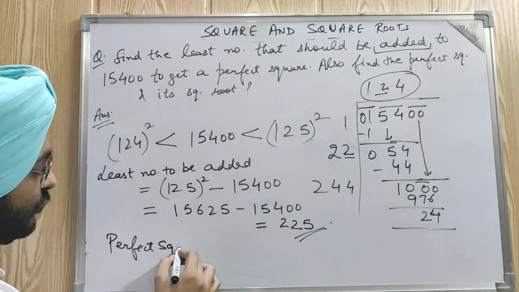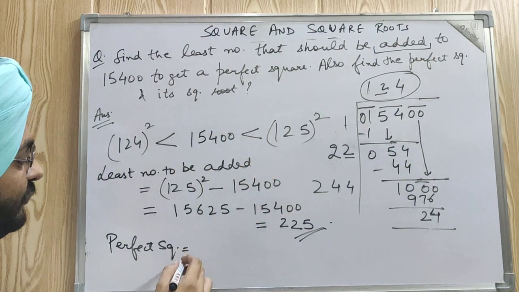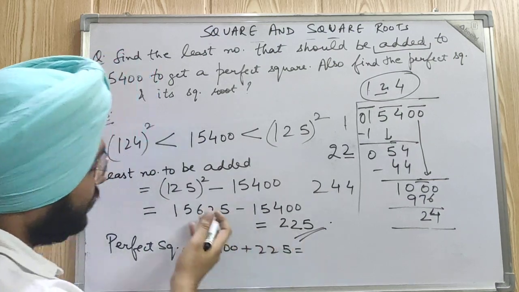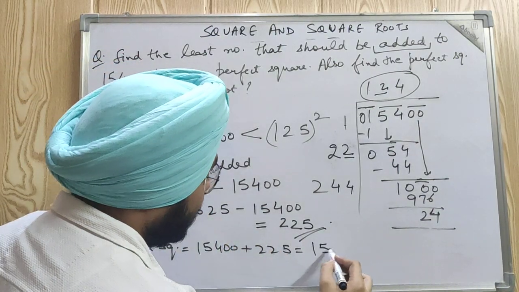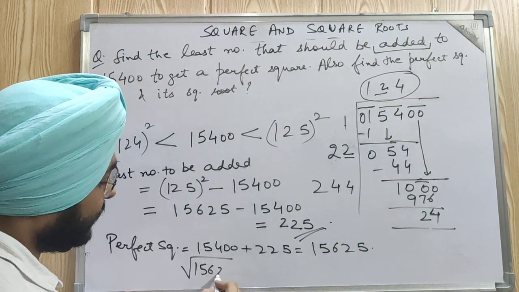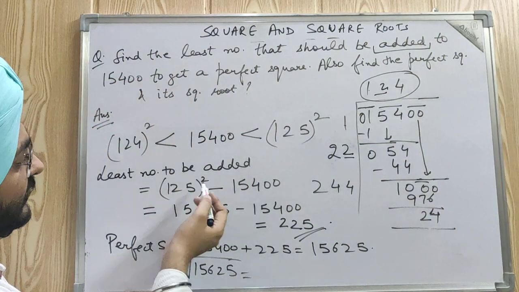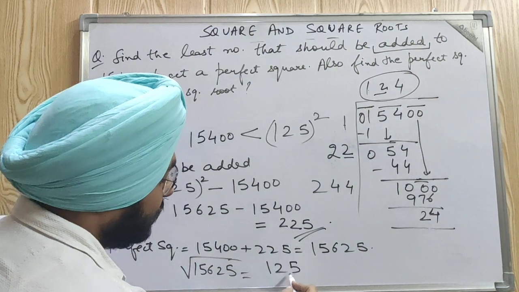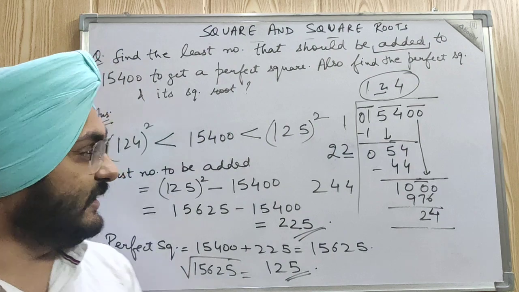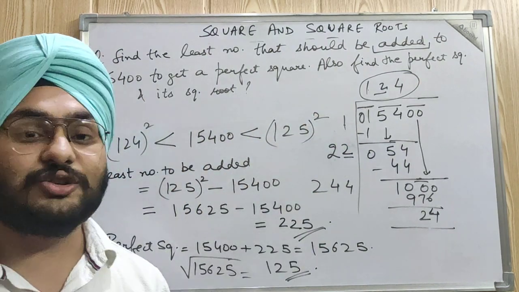In this case, there is no need for adding this. If you want to add, you can add. So 15400 plus 225 we know will come to 15625, and the square root of 15625 is what? You found it out earlier as well. That is your 125. So this is your answer here. So please keep in mind these steps which you have done.